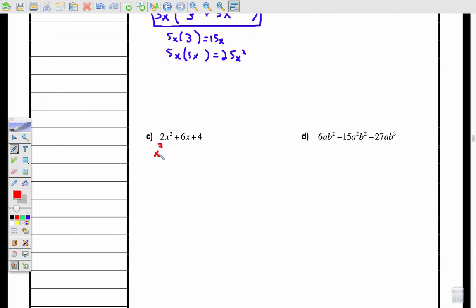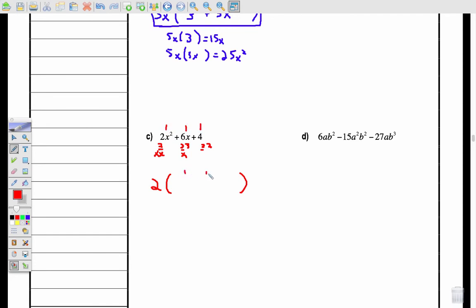C, what is our greatest common factor? Well, this is a 2 and 2 x's. This is a 2 and a 3 and an x. This is a 2 and a 2. What is our greatest common factor? Well, there's a 2 here, a 2 here, and a 2 here. That's all it is. So a 2 is going to go out front. You got your parentheses.